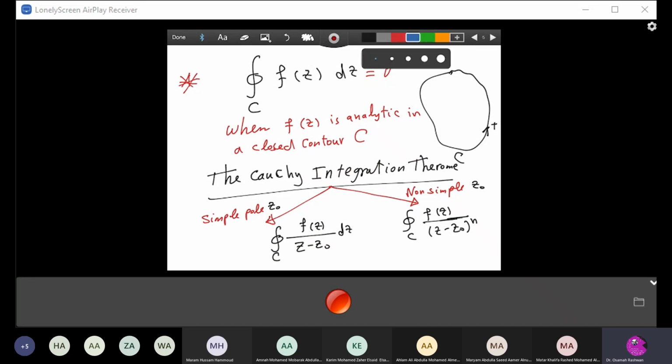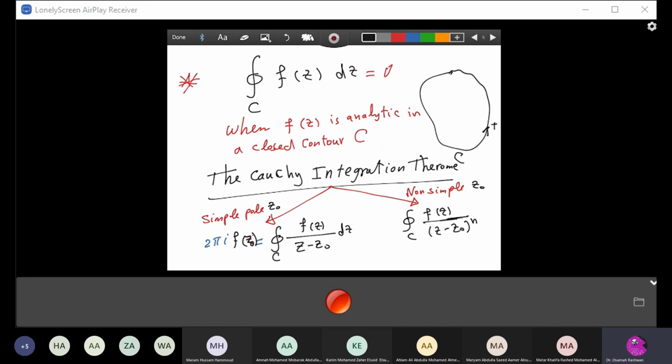What is the value of the integration in this case? This integration will equal to what? Yes, I hear you. 2 pi i times your function f. Yes, the simple pole comes here. Okay, so far so good. So this is z naught. So no need to integrate. You know the value once you know the function f of z here, right?